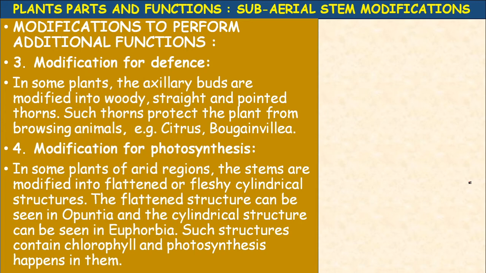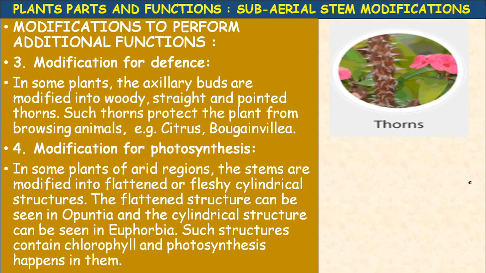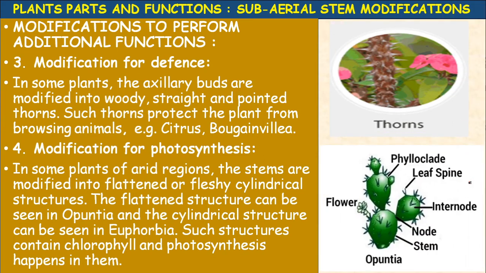Next, modification for photosynthesis. This also we have discussed, that is phylloclade and cladode. In some plants of arid regions, the stems are modified into flattened or fleshy cylindrical structures. The flattened structures can be seen in Opuntia, that is phylloclade, and the cylindrical structures can be seen in Euphorbia, that is also phylloclade. Such structures contain chlorophyll and perform photosynthesis. Thorns you can see there. Phylloclade example, Opuntia, flat stem.